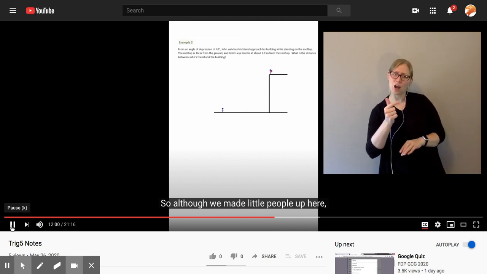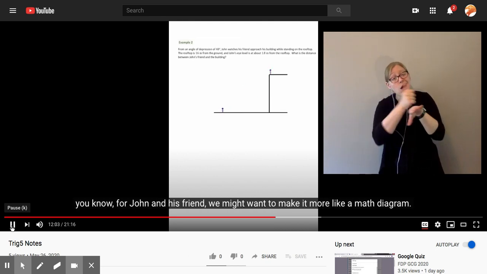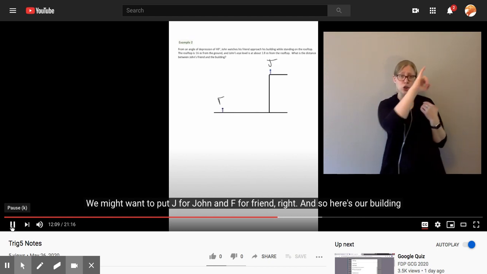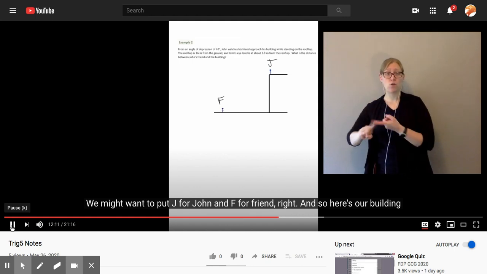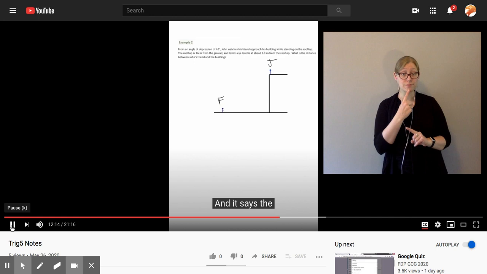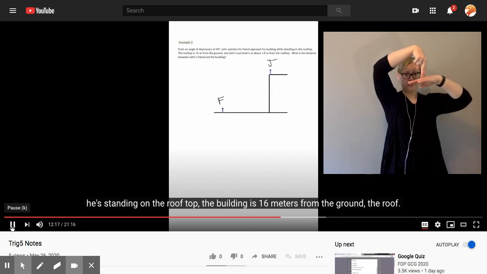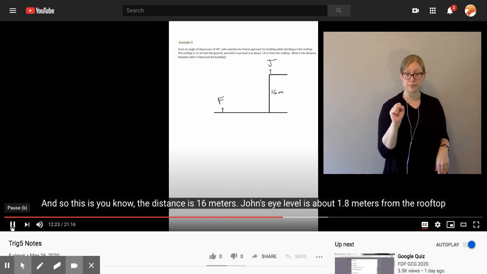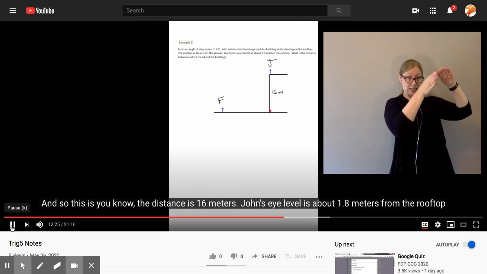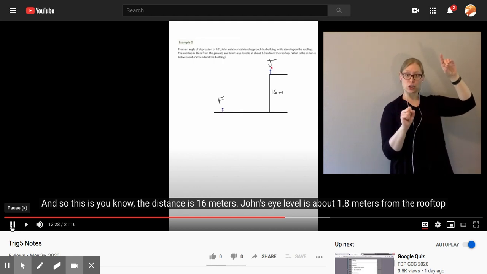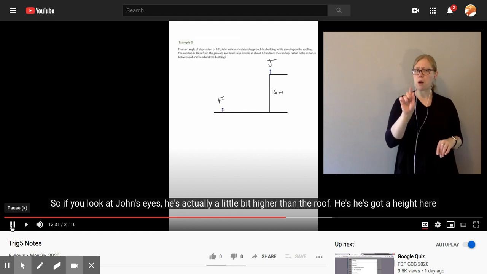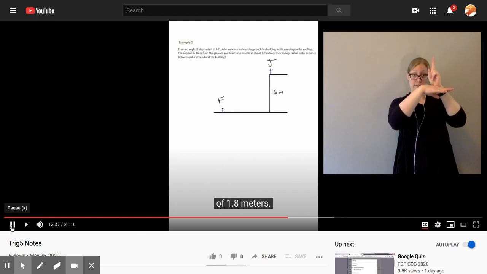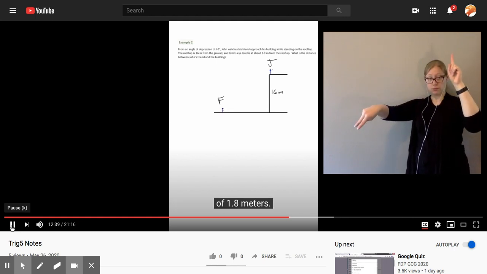So although we made little people up here, for John and his friend, we might want to make it more like a math diagram. We might want to put J for John and F for friend, right? And so here's our building, and it says he's standing on the rooftop. The building is 16 meters from the ground, the roof, and so this distance is 16 meters. John's eye level is about 1.8 meters from the rooftop. So if you look at John's eyes, he's actually a little bit higher than the roof. He's got a height here of 1.8 meters.